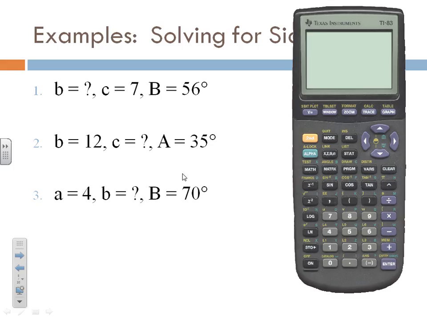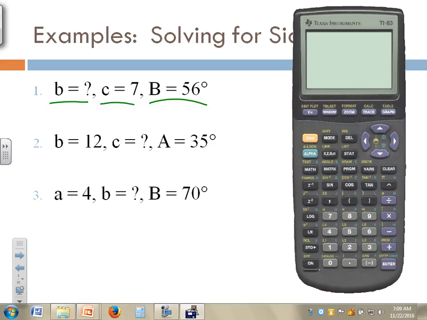So our first example here, we're given an unknown side B, then C is our hypotenuse, and our angle B is 56 degrees. One of the first things we want to check on our calculator is to make sure that we're in the correct mode, all right?